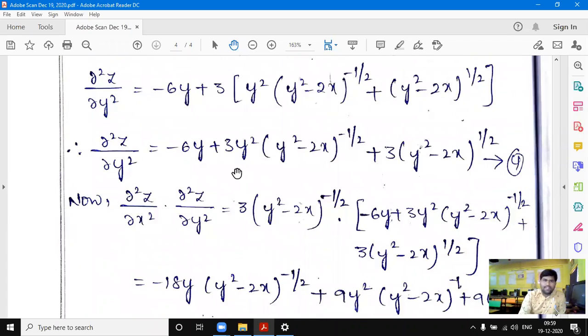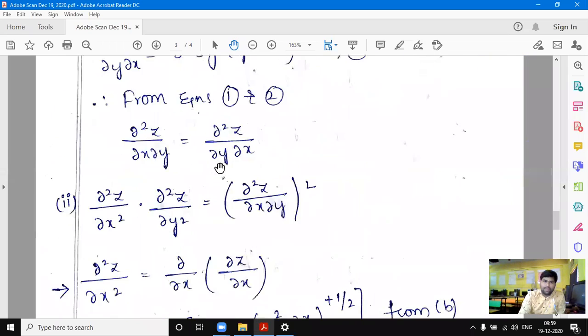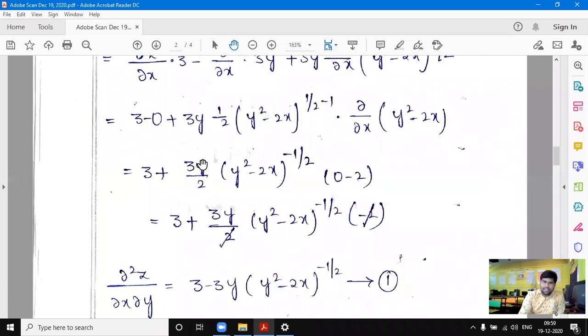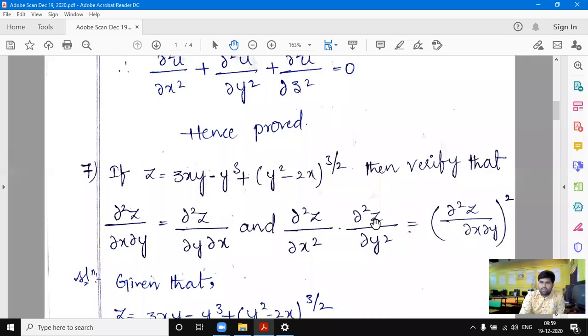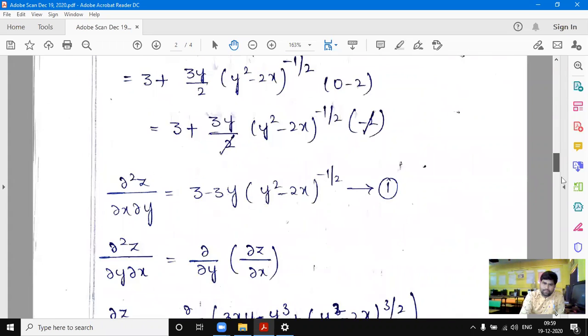Now in the LHS, what is there in the second problem? In the second problem the LHS is this one, that is ∂²z/∂x² into ∂²z/∂y². Means we have found this term and this term, so now we have to multiply these two terms. So see what happens.